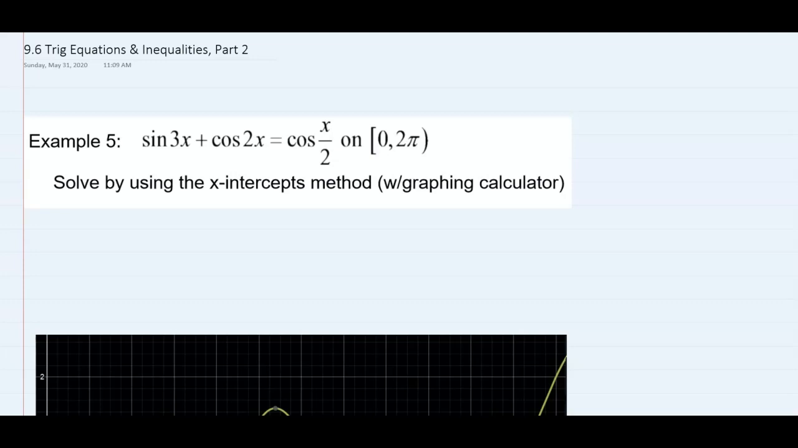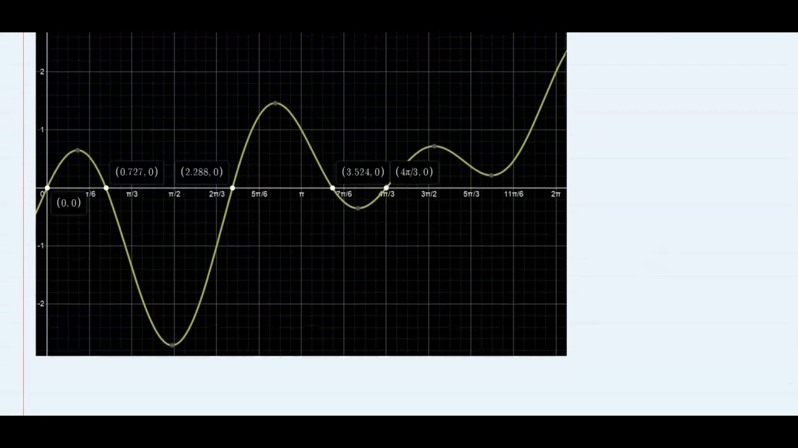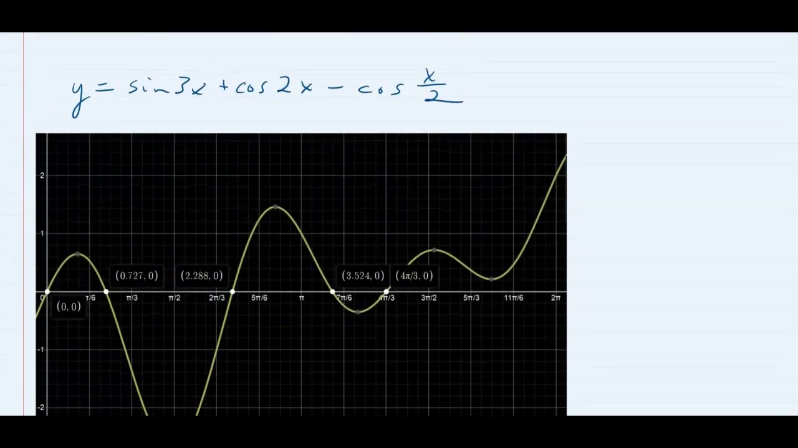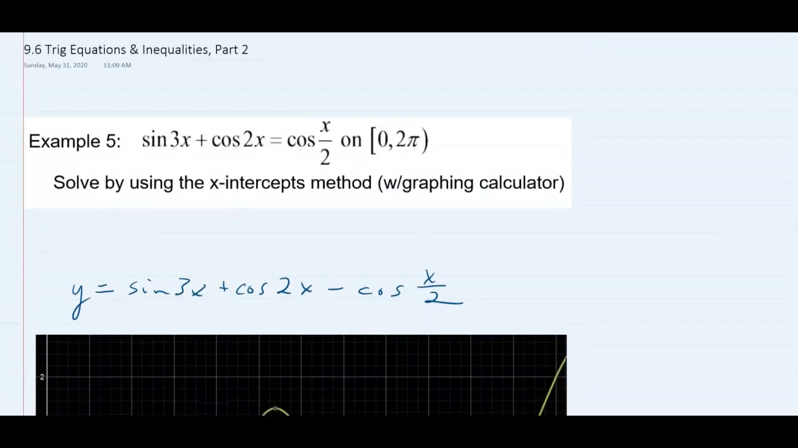And in this case, as we've done before in this lesson, we're going to bring everything over to the left side. And we'll create a function that we graph below: sine of 3x plus cosine of 2x minus cosine of x over 2. And when we go ahead and graph this, we're going to see that we have some possible answers here. And they're all the x-intercepts. There are 4 x-intercepts. Nope, there's 1, 2, 3, 4, 5. There are 5 x-intercepts.